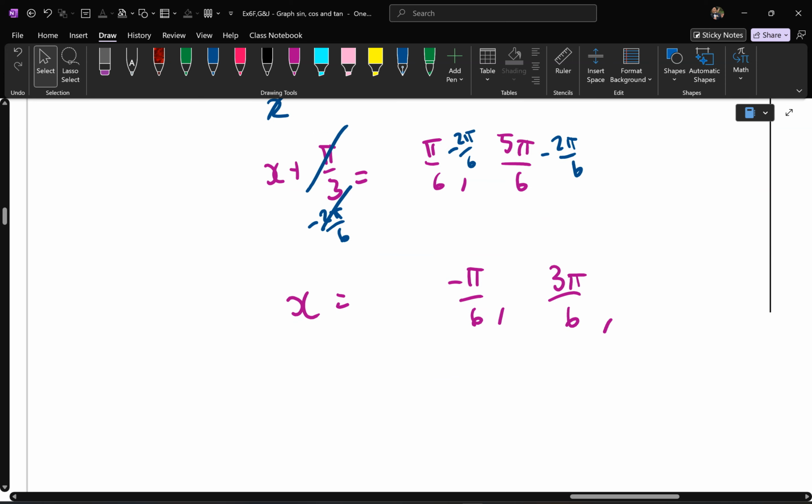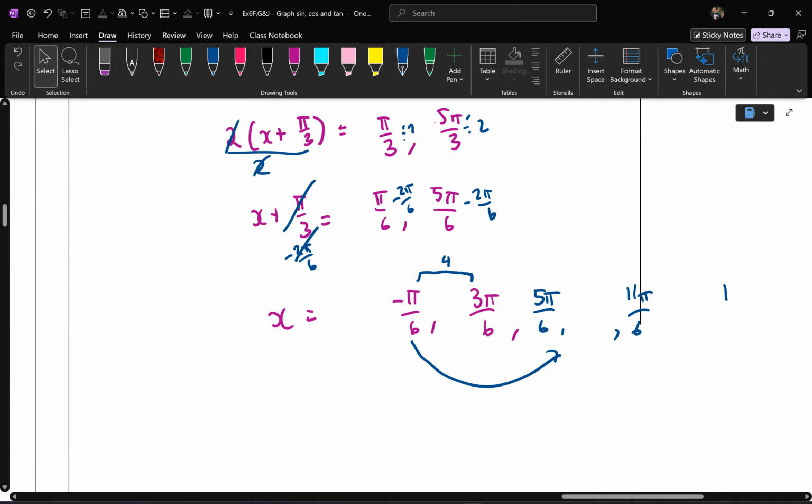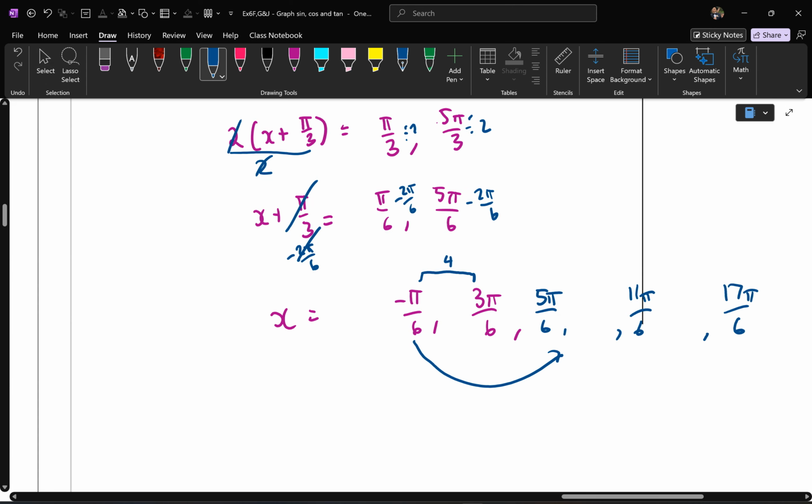So go down. Here we go. Let's add and subtract. Notice that these two are a difference of 4 units. Negative pi on 6 to 3 pi on 6 is 4 units. So you can use 1. Just keep adding 6. So negative 1 plus 6 is 5 pi on 6. Plus another 6 is 11 pi on 6. Plus another 6, that gives you 17 pi on 6. And I can keep going.